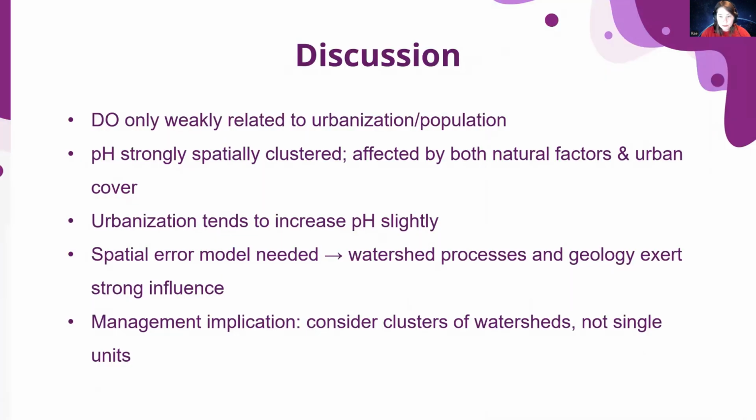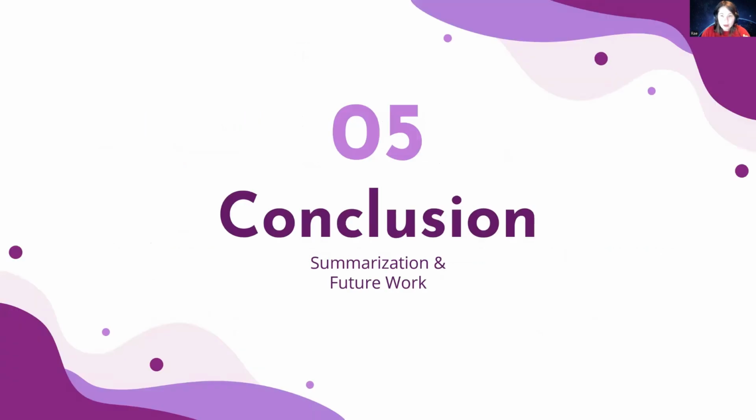Discussion. I believe that these findings show that DO is influenced by more localized factors not captured by simple measurements of urbanization or population, while pH exhibits strong spatial clustering due to broader geological or hydrological factors. Urban land cover does play a meaningful role in predicting pH, but spatial error dependence must be modeled to avoid biased results. For management, this means municipalities should consider groups of neighboring watersheds rather than treating each watershed in isolation.